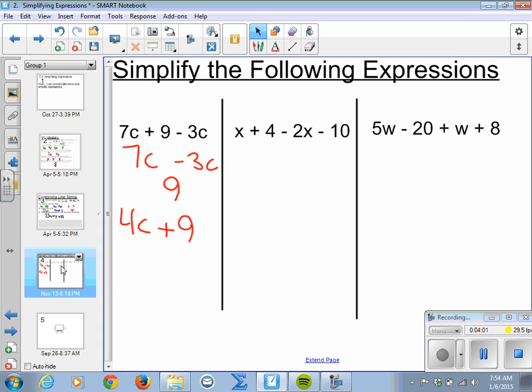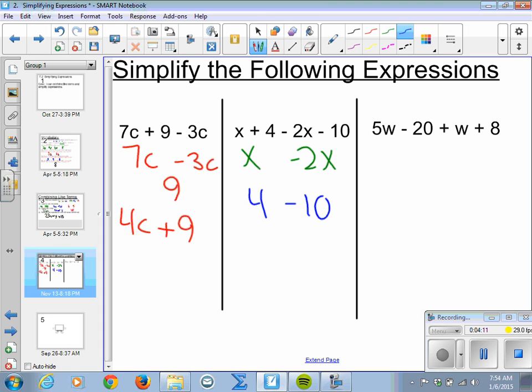Moving over, we have the like terms of x and minus 2x. Then we have constants of 4 and minus 10. Combine those to get negative 1x, or just negative x. Again, the 1 is not necessary there. And 4 minus 10 is going to be negative 6.